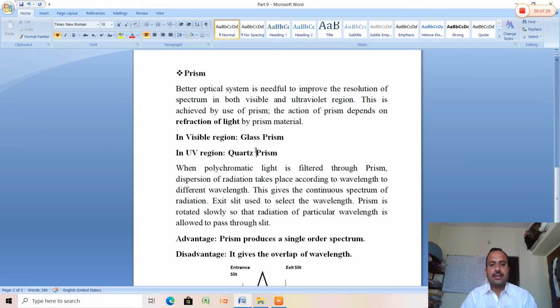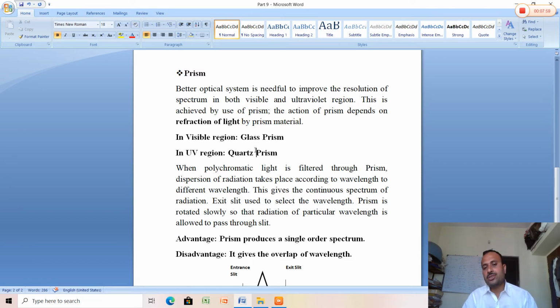Now, to avoid this interference, we use the exit slit. What is the role of the exit slit? The exit slit is used to select the wavelength. The proper or suitable wavelength is obtained from the exit slit. The prism is rotated slowly so that radiation of a particular wavelength is allowed to pass through the slit. So the prism is rotated in such a way that we get a proper, suitable wavelength.